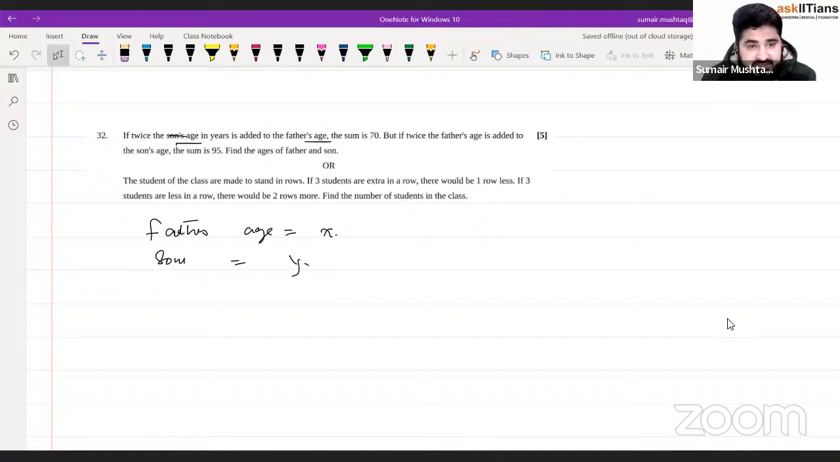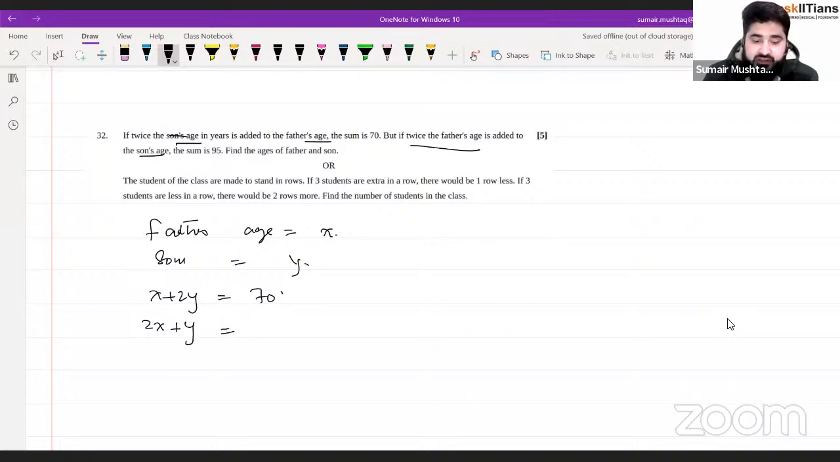If twice the son's age is added to the father's age, that is 70, right? This is the first condition. What is the next condition? If twice the father's age is added to the son's age, then you will get the answer as 95. Okay, now you need to add it. You need to do it by, this is the simple linear equation in two variables.